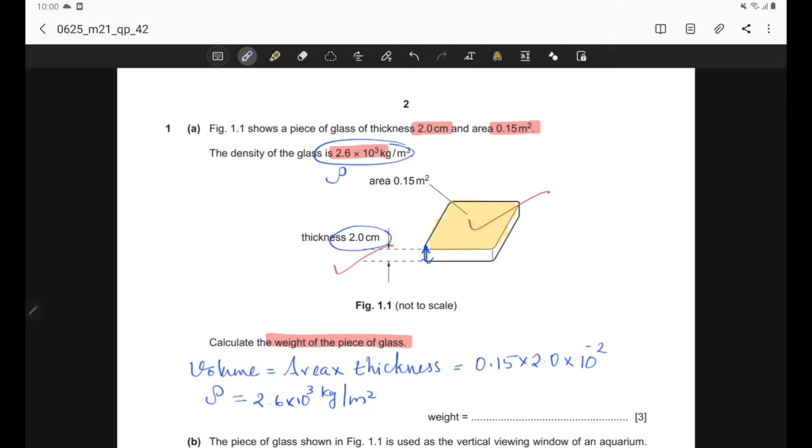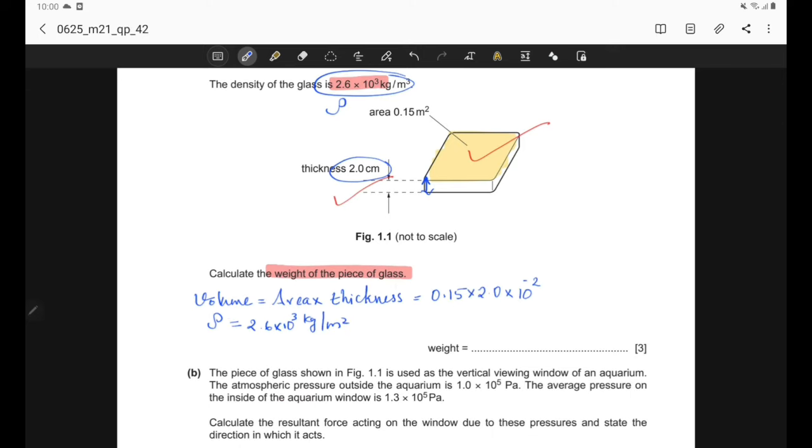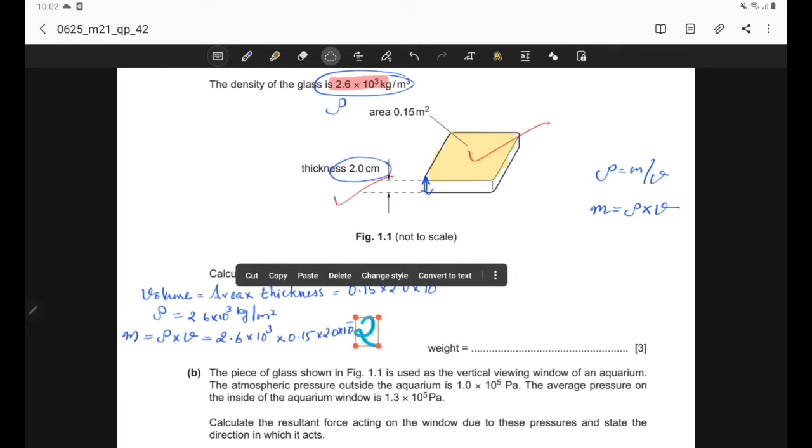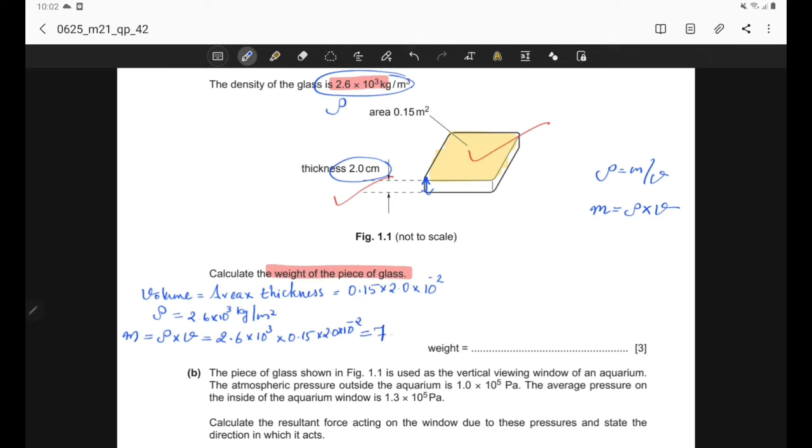As we have density and volume, we can calculate the mass using the equation density is equal to mass over volume. From this, to calculate mass we can make mass as a subject, so we will get mass is density times volume. Density is 2.6 into 10 to the power 3 times volume is 0.15 times 2 into 10 to the power minus 2. So the answer is 7.8 kilogram. So we have mass, that is 7.8 kilogram.